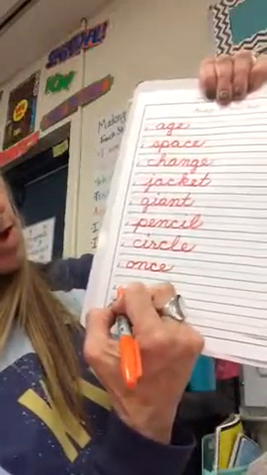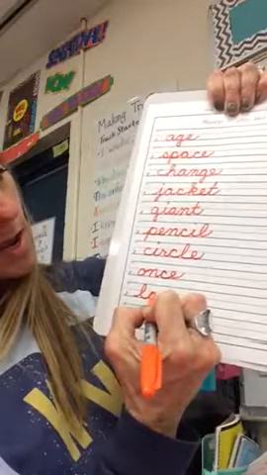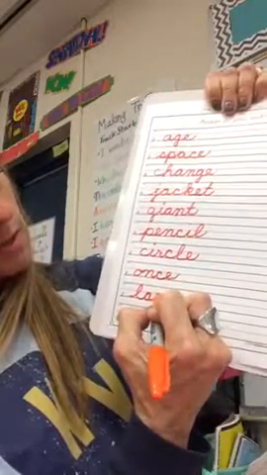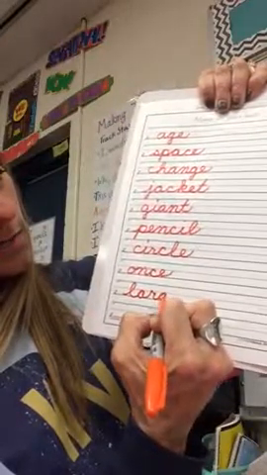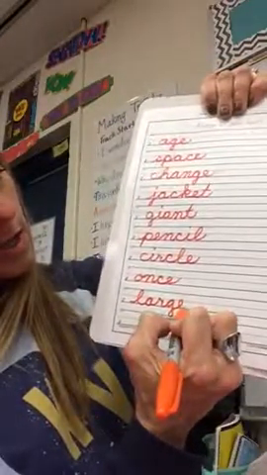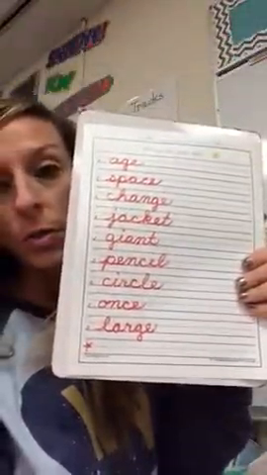Up and loop it around for the L, back up and around for the A, up and touch. Up, slant that line for the R, around and back down for the G, and then around for the E and up and touch. Okay, the last word, this one, I want you to choose one of your other spelling words and write it in cursive and do your best.